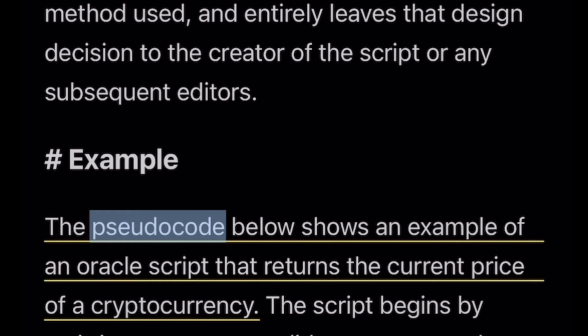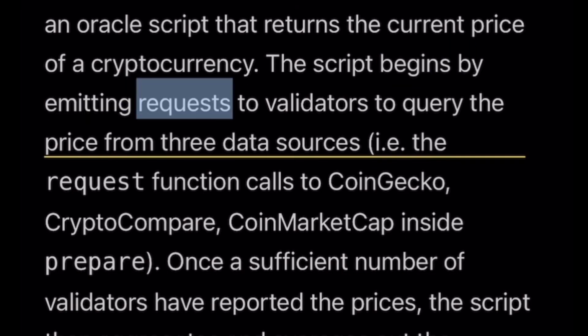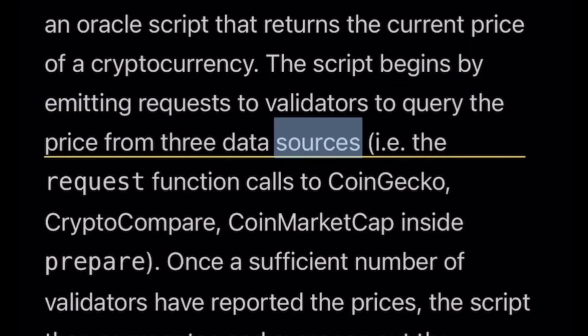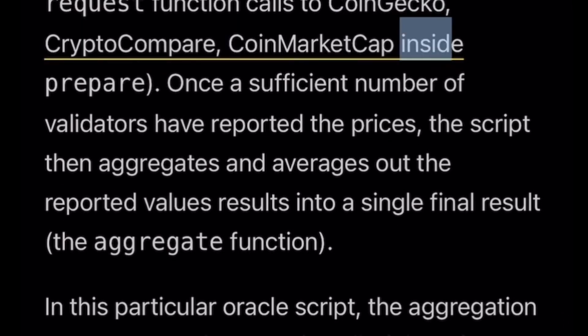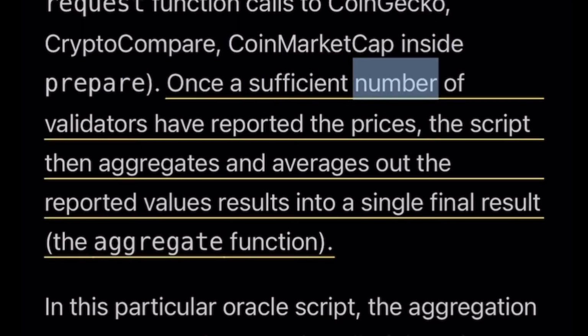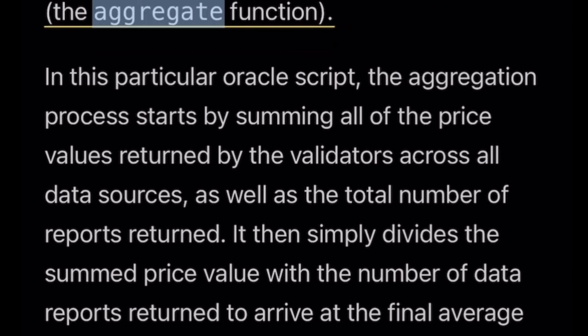Example: the pseudocode below shows an example of an Oracle script that returns the current price of a cryptocurrency. The script begins by emitting requests to validators to query the price from 3 data sources. That is, the request function calls to CoinGecko, CryptoCompare, and CoinMarketCap. Once a sufficient number of validators have reported the prices, the script then aggregates and averages out the reported values into a single final result, the aggregate function.